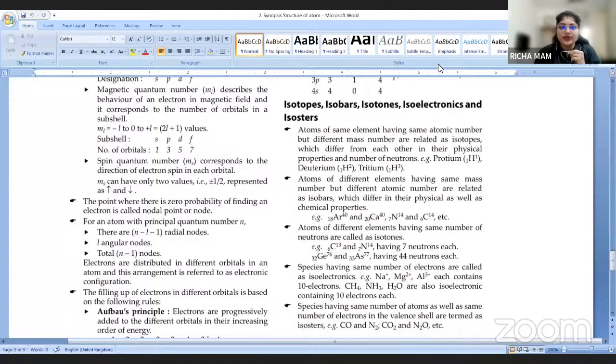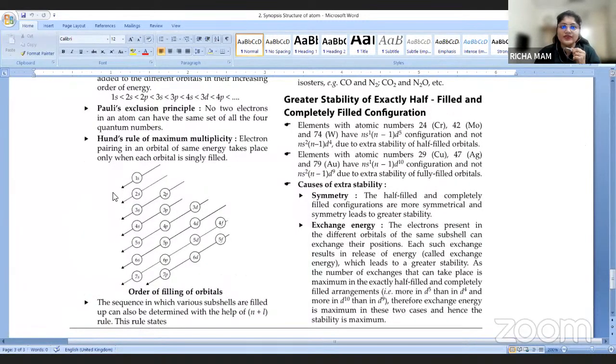So let us continue. Then we have also seen how to fill up the electrons, right? So we have seen the Aufbau principle. How does the electron filling take place? The electron filling takes place from lower energy to higher energy. So the electrons get filled from the lower energy orbitals to the higher energy orbitals.